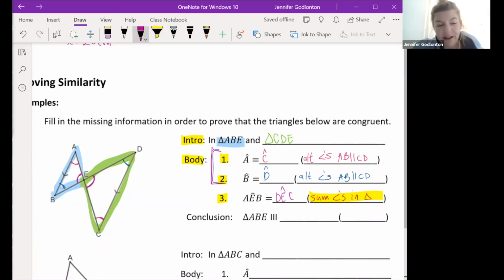So now we've found our three angles that are the same. Then we can say, therefore, this triangle is similar to this triangle because of A. And that's where we would stop.